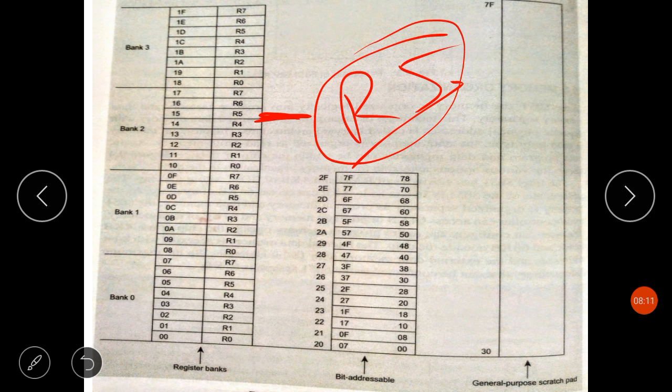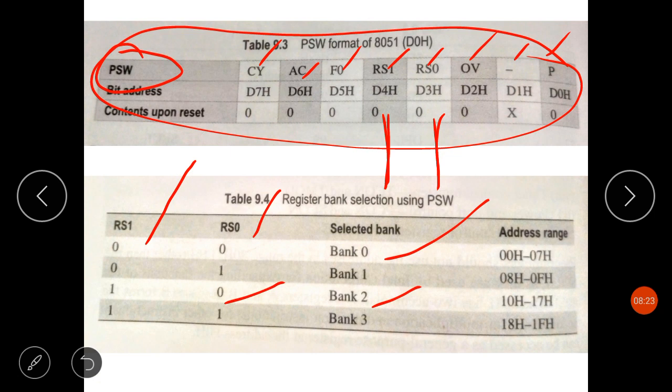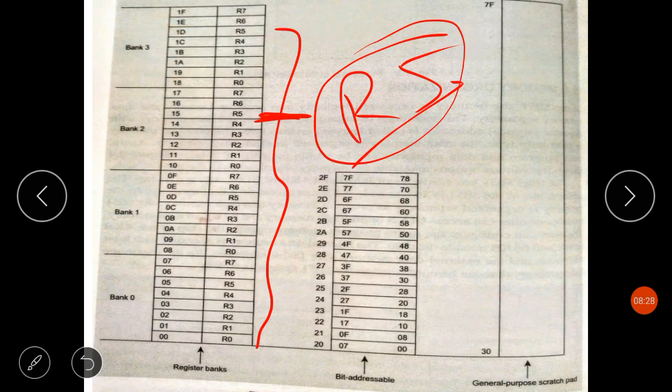If I have to address the 32 working registers by their name, first I have to select the particular bank by using the third and fourth bits of the program status word. Once the particular bank gets selected, only then can I address the register by its name.